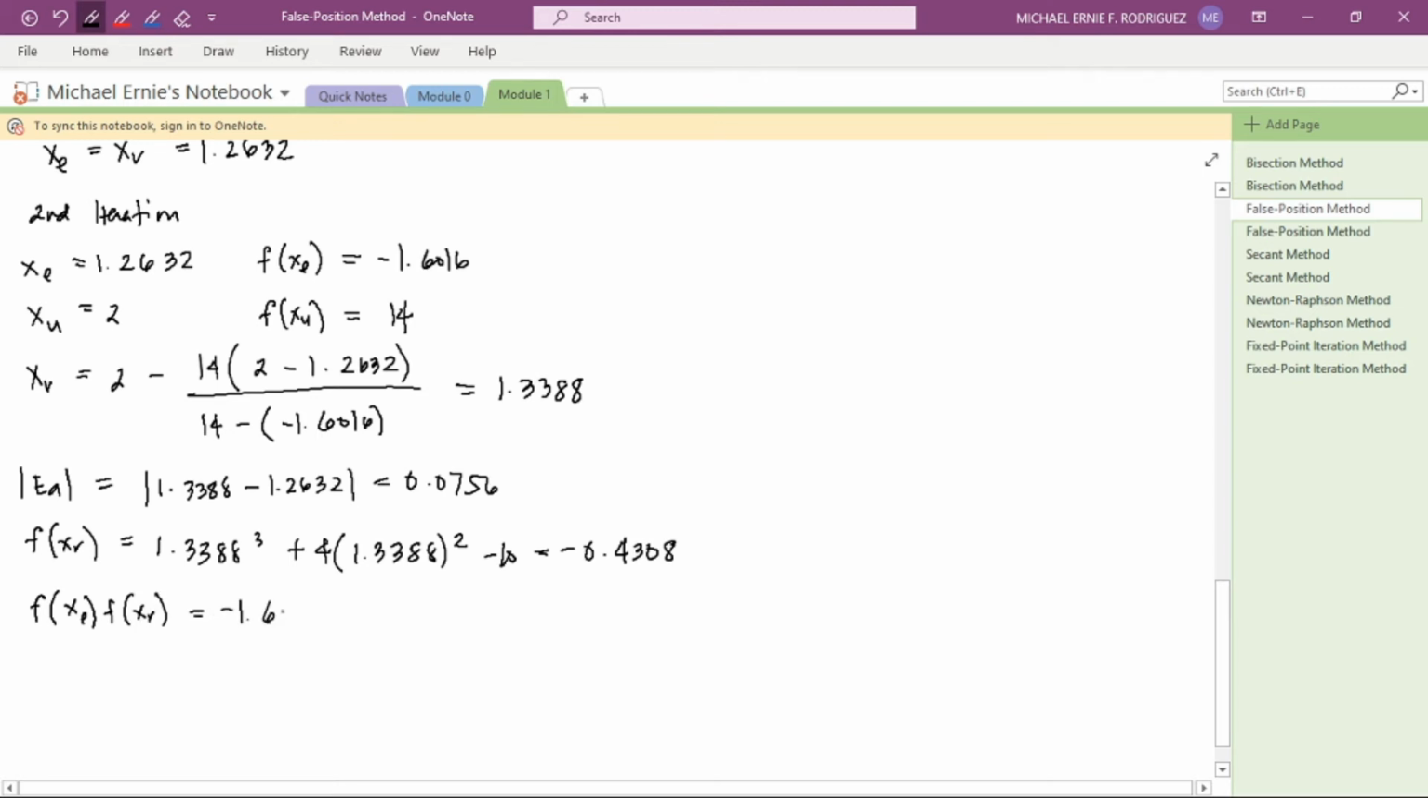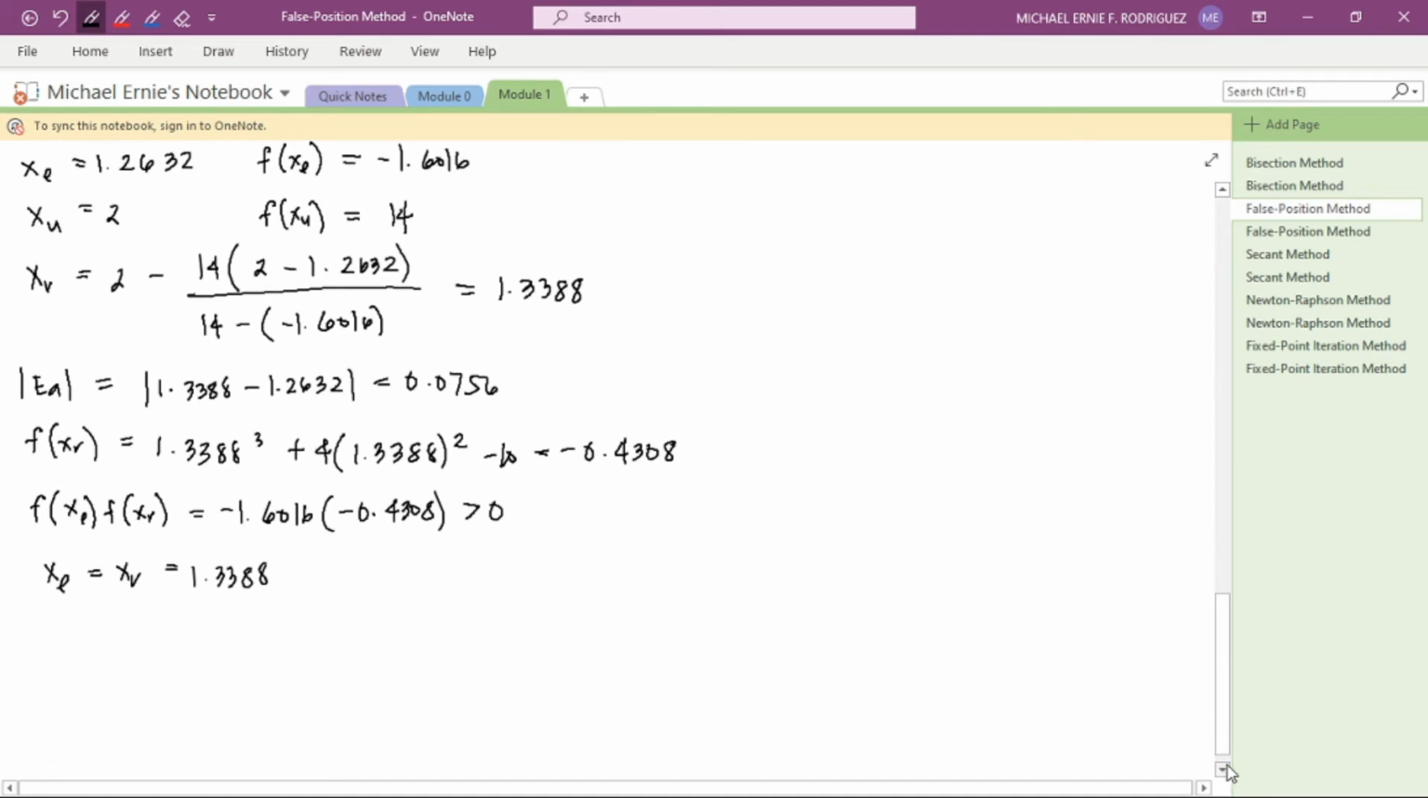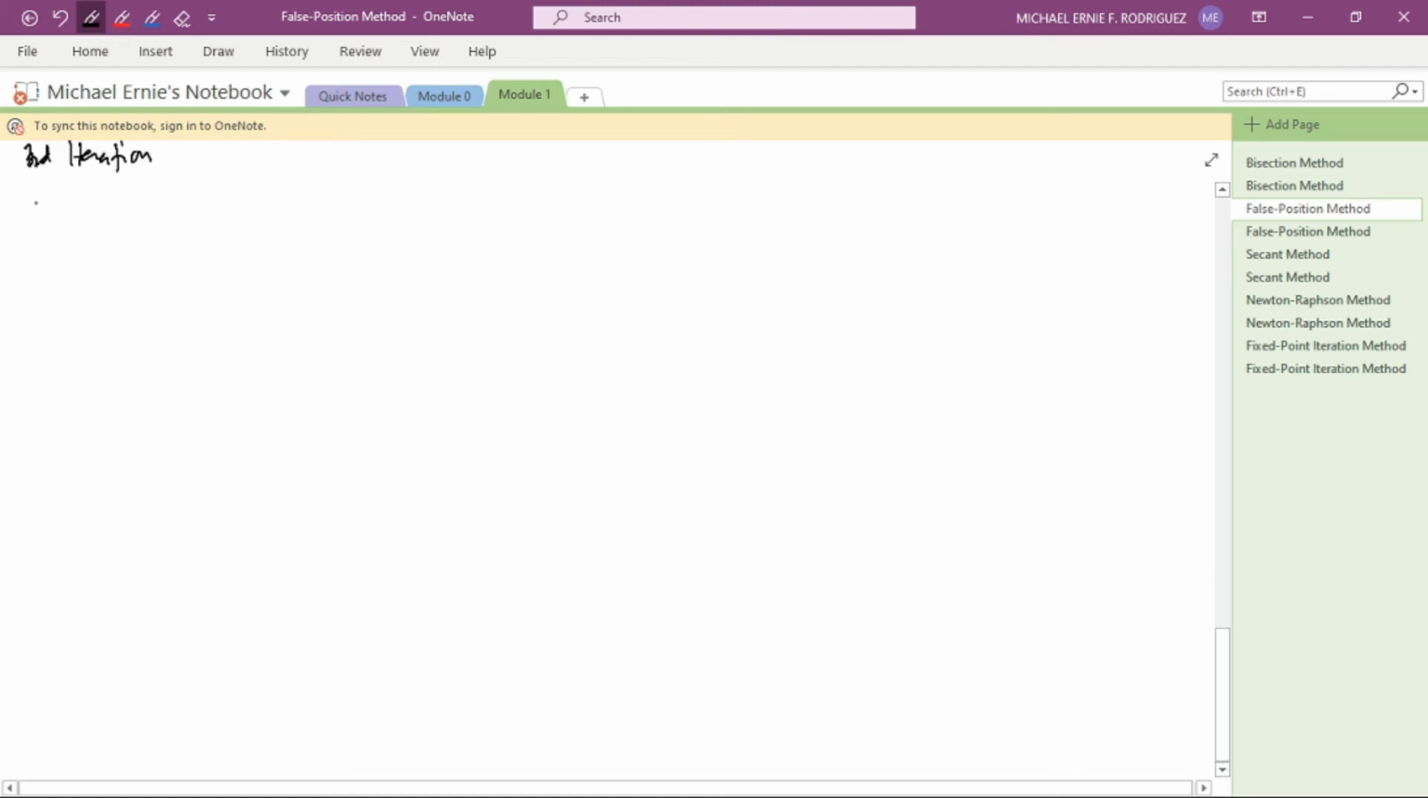Then the product of f of x sub L and f of x sub r is equal to negative 1.6016 times negative 0.4308. This is greater than 0. Therefore, we set x sub L is equal to x sub r, which is 1.3388. Continuing on, since the absolute approximate error is 0.0756, we're now going to the third iteration. We will now be using the values x sub L is equal to 1.3388 and x sub u is equal to 2. Then f of x sub L is equal to negative 0.4308 and f of x sub u is equal to 14.